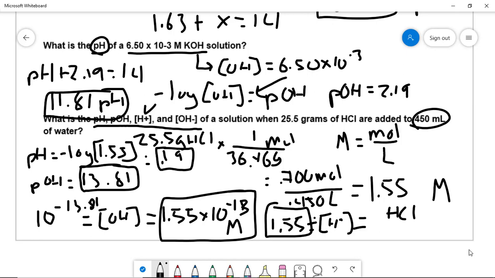So again, just plug those numbers in and solve, guys. It really is not that bad, all right? If you have questions, let me know.